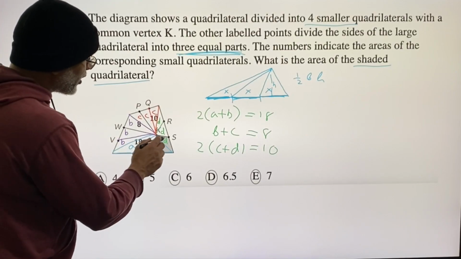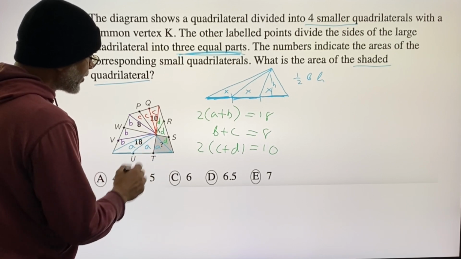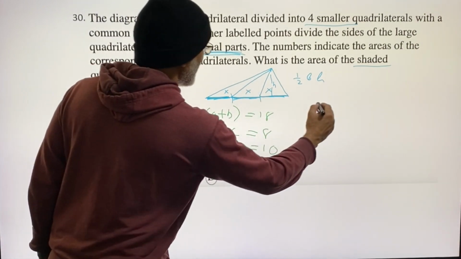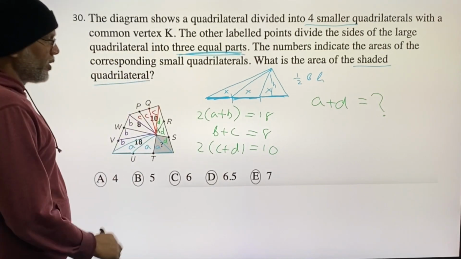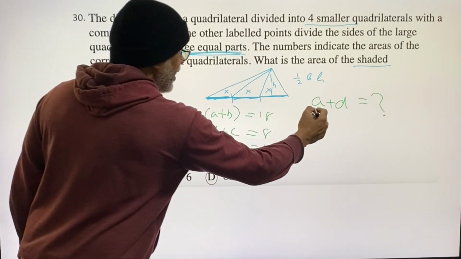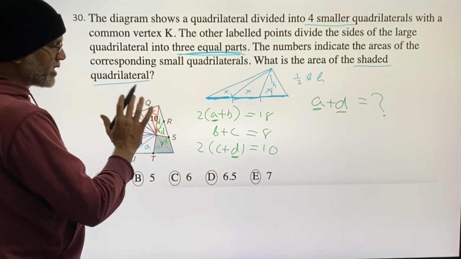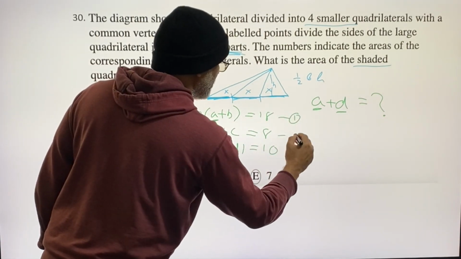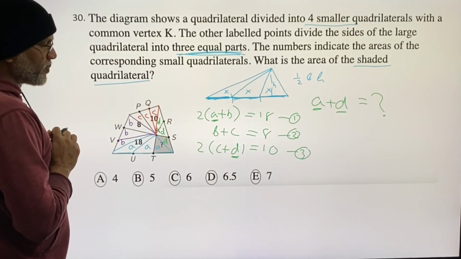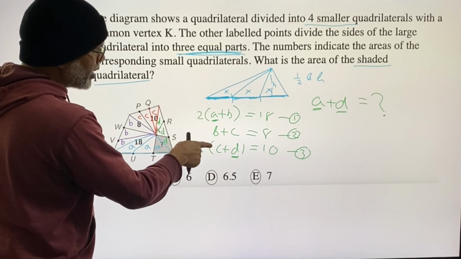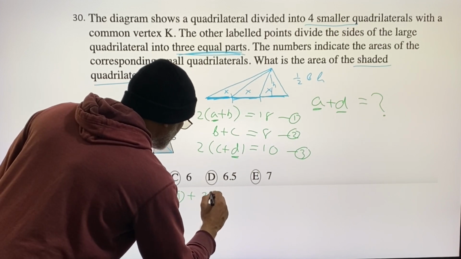Okay, and we want to find out the area of this shaded quadrilateral, which is A plus D, right? So we want to find out what is A plus D. So here is A, here is D. Looking at these equations, let me number those 1, 2, and 3. Just by looking at these equations, can I add equation 1 with equation 3? So equation 1 plus equation 3.